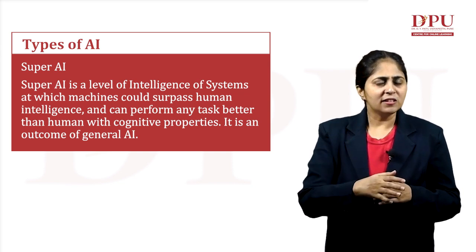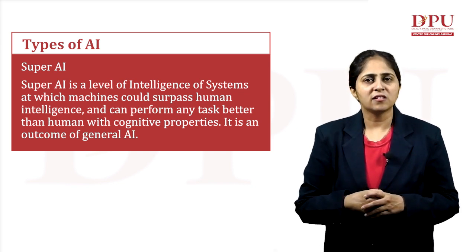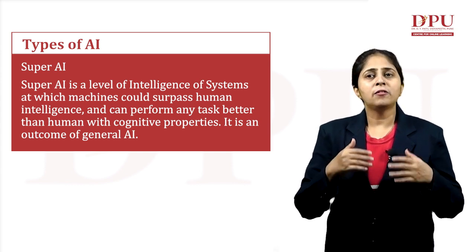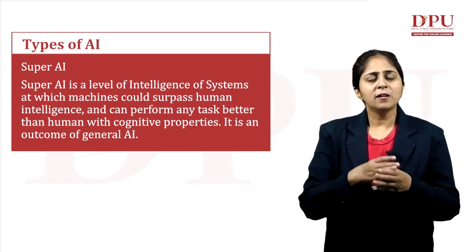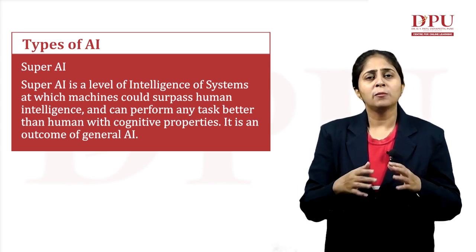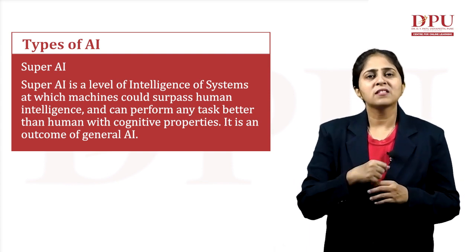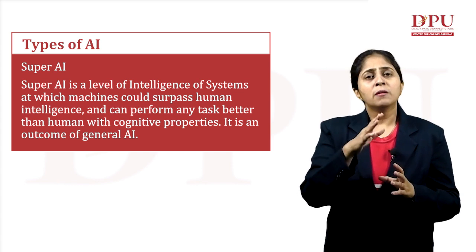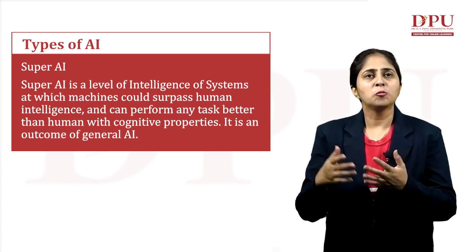So in super AI, what would be the requirement? The requirement would be to attain such intelligence, to build such machines which could surpass human intelligence and even work better than a human with all cognitive properties. They should be able to understand anything, take decisions intelligently, and learn from past records. They should be able to surpass human intelligence, where the human brain stops working at some point of time.